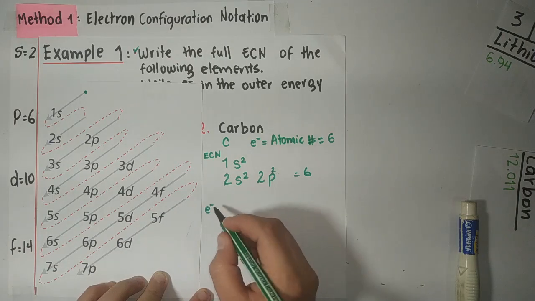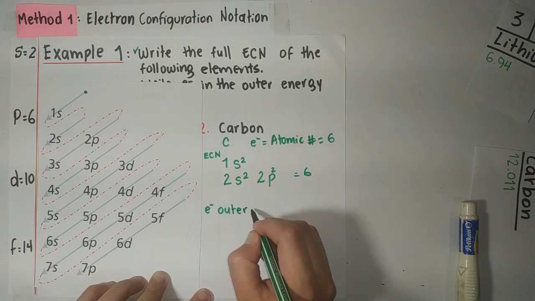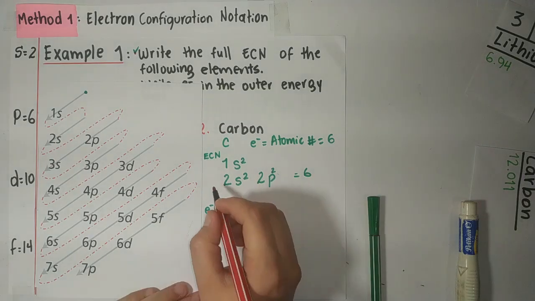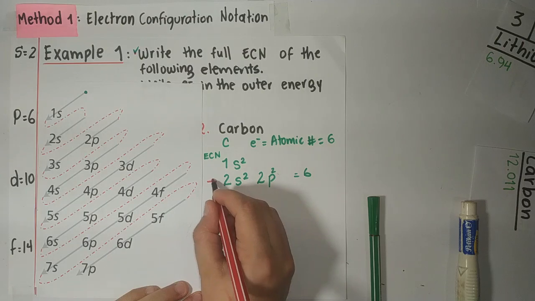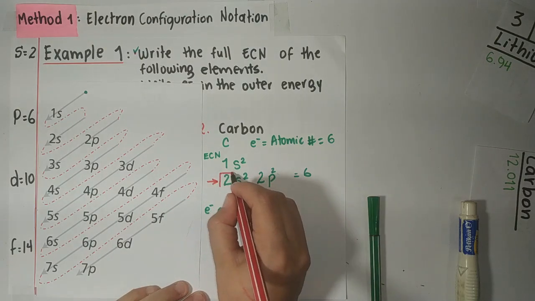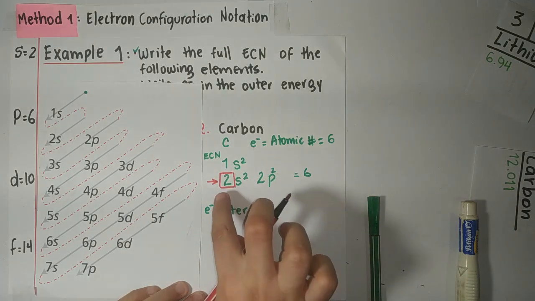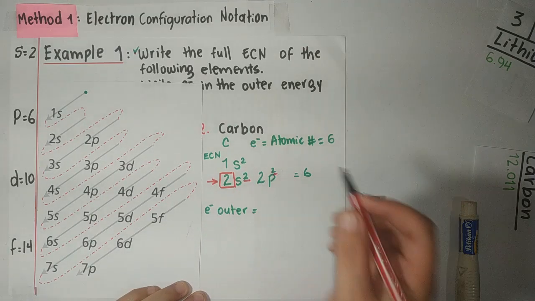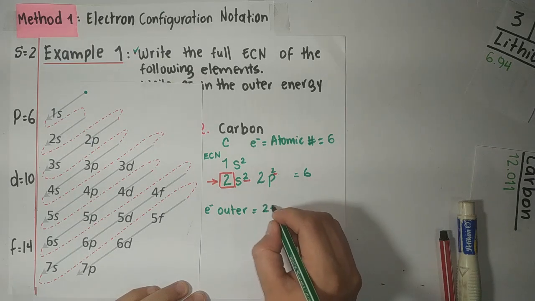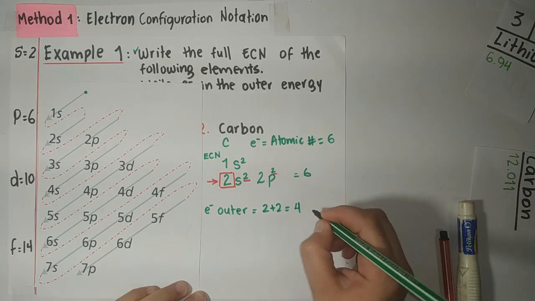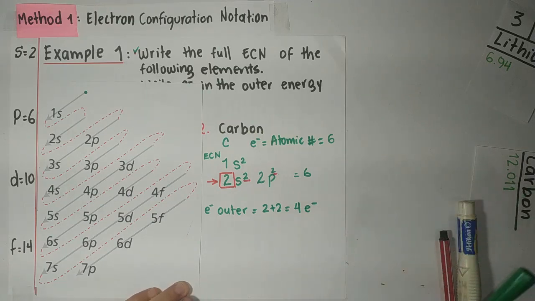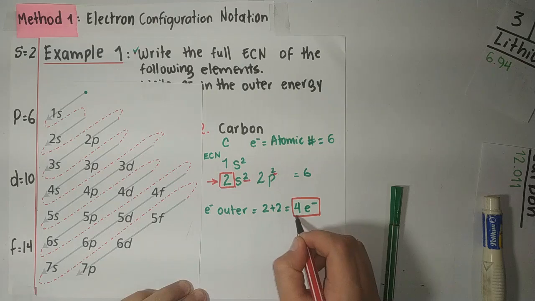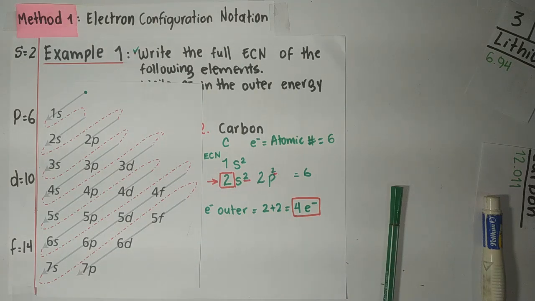Now, how many electrons are in the outer energy level? Let's see. The outer energy level is the greatest period, which is 2. Now, in the second period, I have how many electrons? I have 2 and 2. 2 plus 2 equals 4 electrons. And this is how we do these exercises.